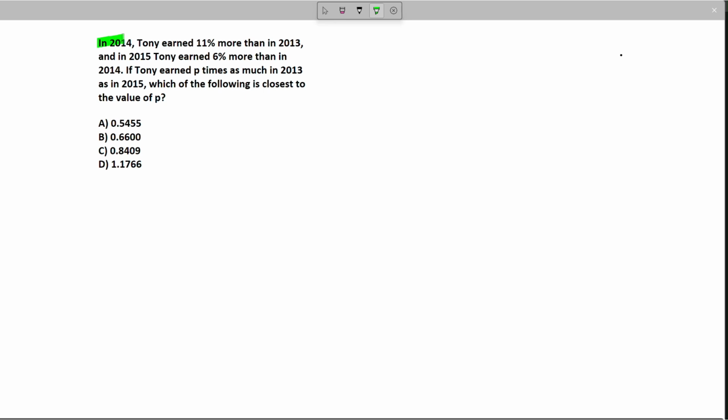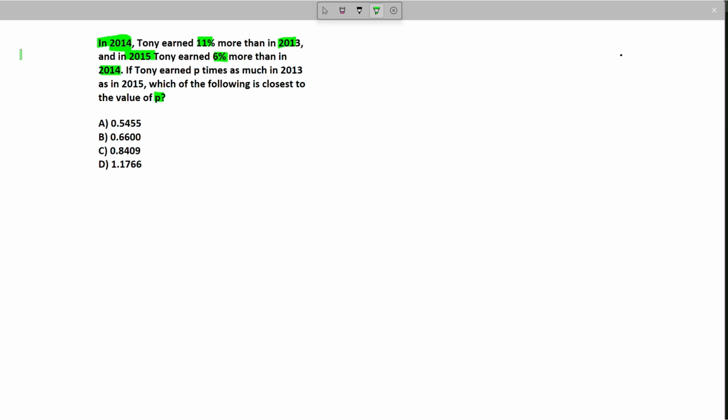In 2014, Tony earned 11% more than in 2013. Similarly, in 2015, Tony earned 6% more than in 2014. If Tony earned p times as much in 2013 as in 2015, which of the following is closest to the value of p?